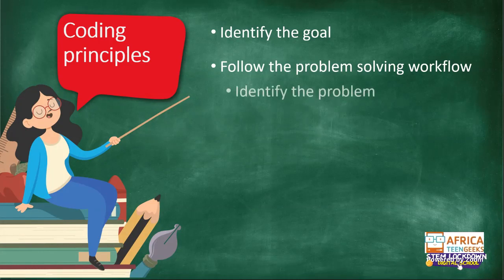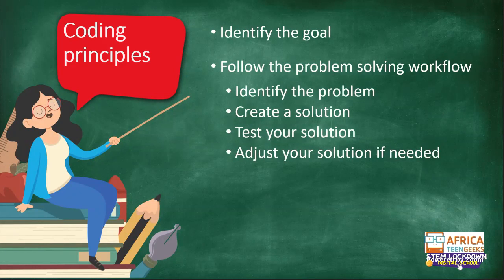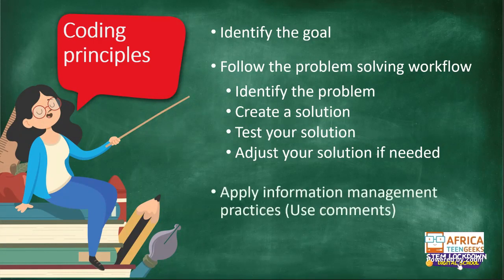So what we want to do is identify the smaller problem. We want to create a solution for that problem. Then we want to test our solution, and then we will adjust the solution if we need to. If our solution is fine, then we don't need to adjust anything. We can just continue. And the last one is we want to apply information management practices.